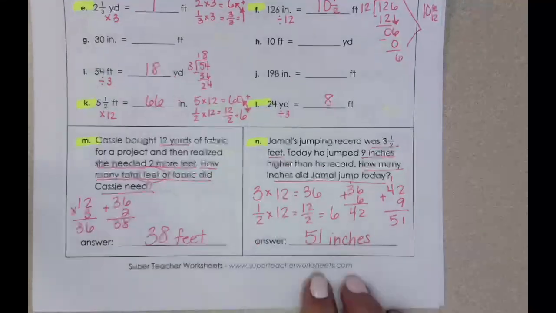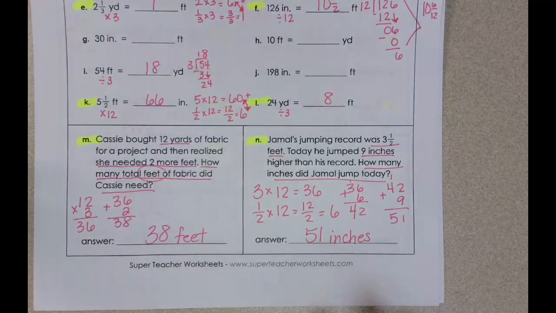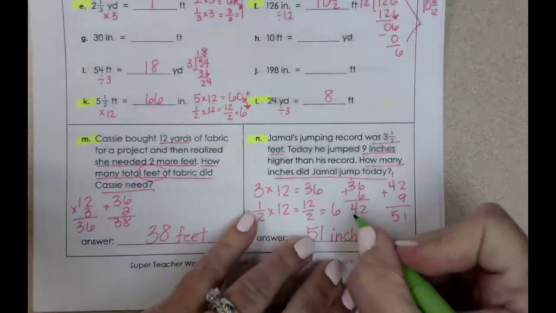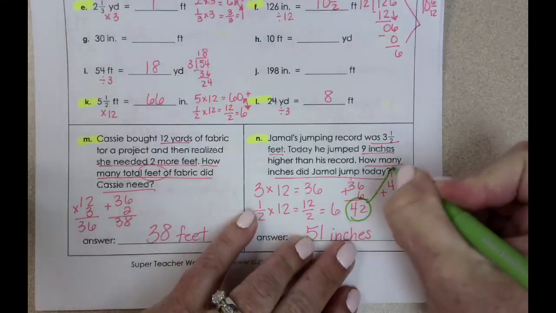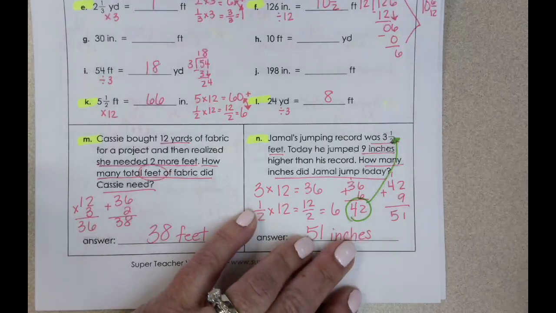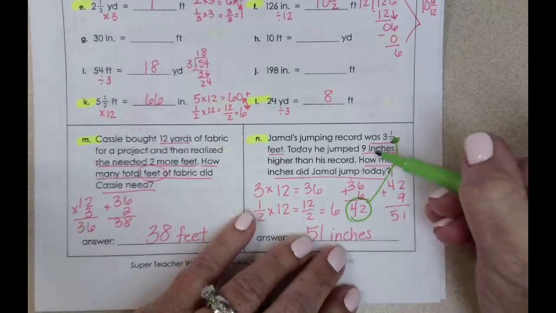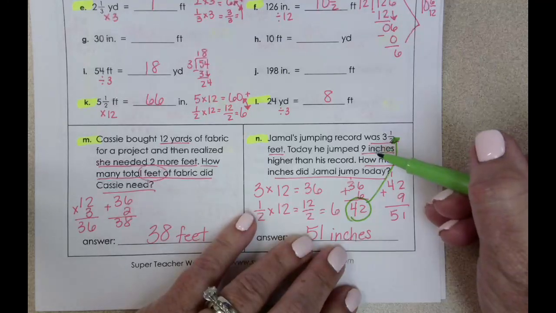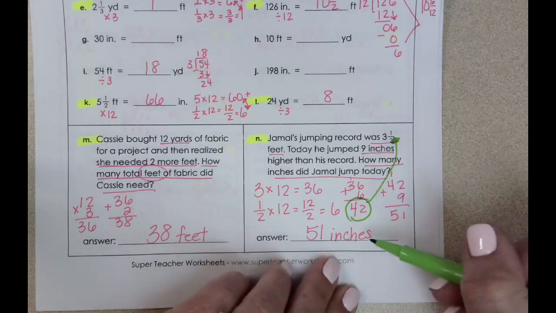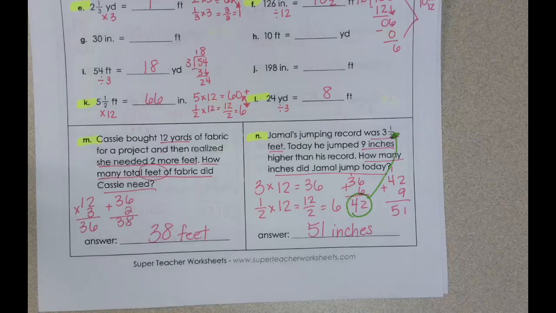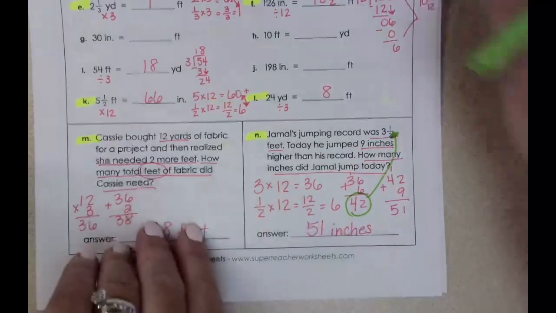So make sure that you understand that this 42 right here represents that 3.5 feet. That's how many inches. Then we need to add the 9 more to figure out how far he jumped, so that total is 51 inches. If you need to discuss, pause the video and then flip to the next page.